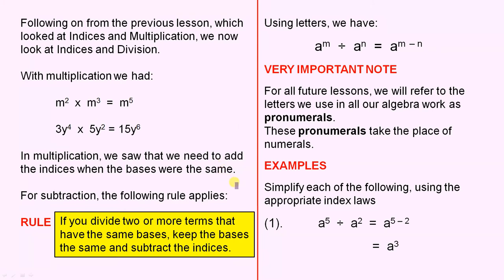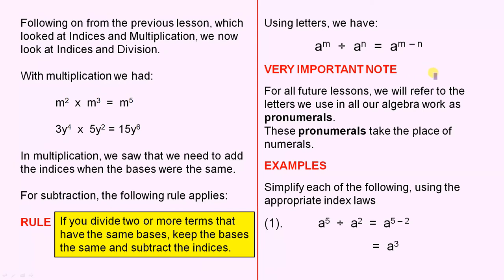For division, the following rule applies, and this is the rule. If you divide two or more terms that have the same bases, keep the bases the same and subtract the indices. So, using letters we have a to the m divided by a to the n. We keep the same base, which is a, and we subtract the indices, m minus n. This is a general formula, and that applies to all examples. This is a very important note.